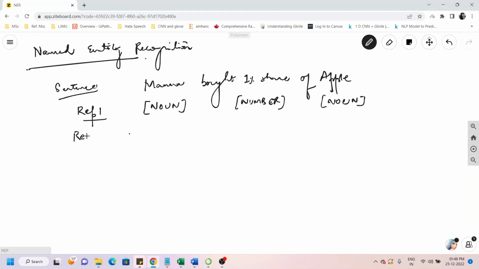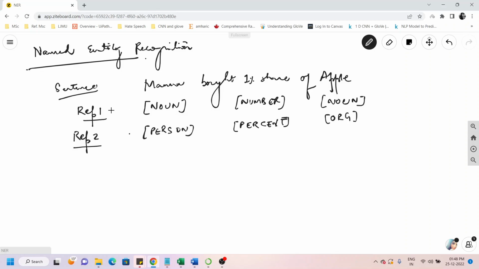Now we would be using representation 2, in which Manna would be represented as a person, this 1% would be represented as percent, and Apple would be represented as organization. So you can see there is a difference of representation.